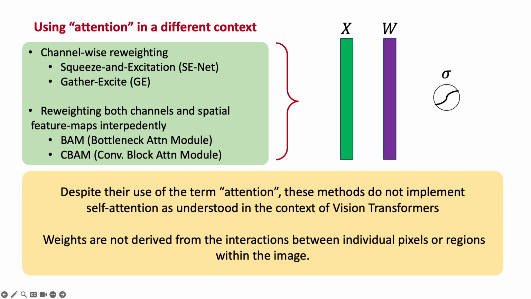The adjustments made by these mechanisms are based on predefined operations, not on the pairwise interactions between pixels or regions. While they are effective in their context, they do not model the direct interactions as self-attention mechanisms do in vision transformers. For this reason, in our series, we will not discuss these algorithms. Instead, we will delve into methods that employ attention based on direct pairwise interactions among pixels or image regions.